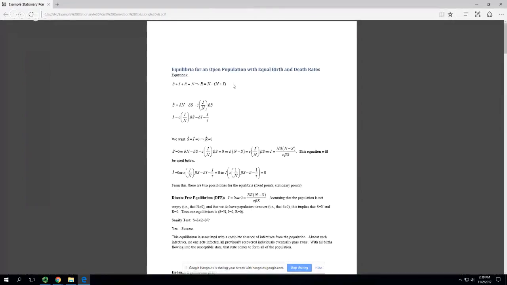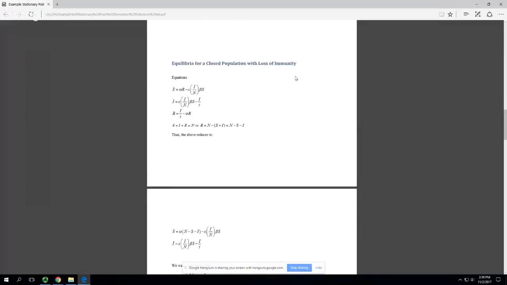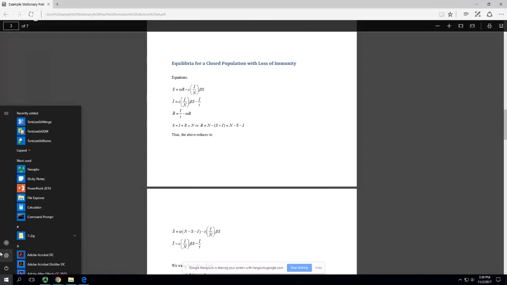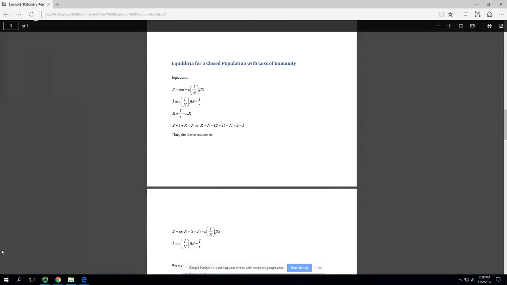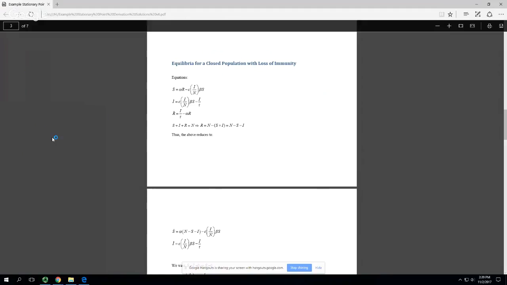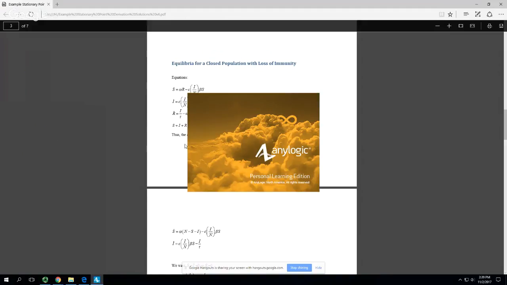So within this document I've provided on Moodle, you'll find the first case, equilibria for an open population, and secondly, further down, equilibria for a closed population with loss of immunity. This is the case that I asked you to solve because it corresponds to an AnyLogic model that we're going to be working with and that I'm going to provide for you also through the Moodle site, or which is provided right now.